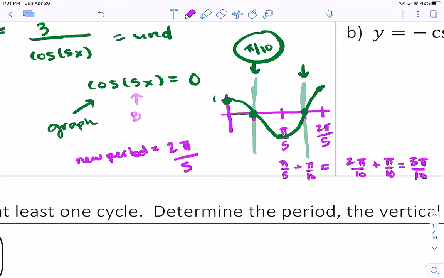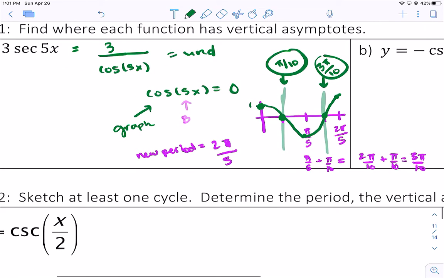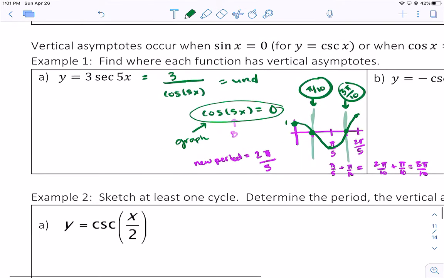So this second one here is 3 pi over 10. Those are the two times when cosine equals 0. So cosine equals 0 at those two values. Therefore, this graph of secant will have a vertical asymptote whenever x equals pi tenths or 3 pi tenths. Now the issue is this goes on forever.